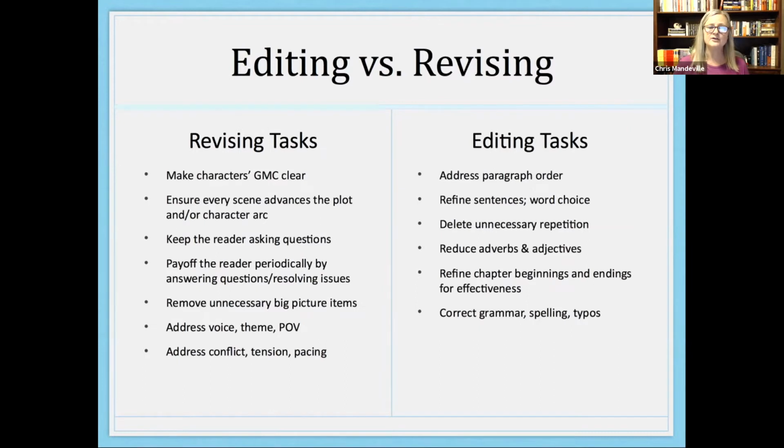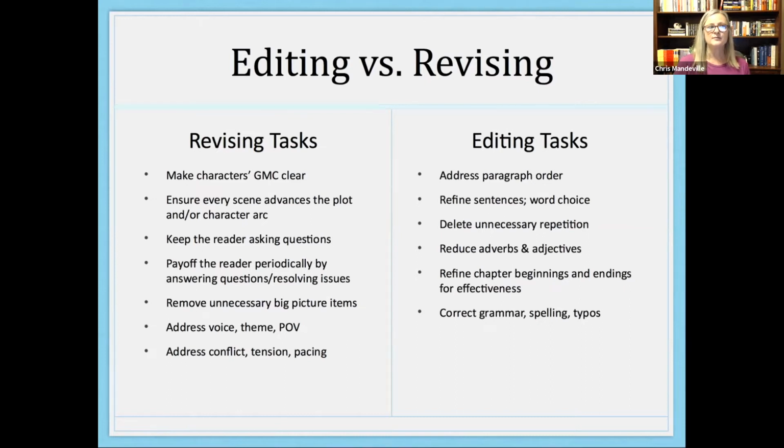Then during editing, you're going to address things like paragraph order, refining sentences, making the correct word choice. That's when you get out your thesaurus. You want to delete unnecessary repetition, reduce adverbs and adjectives as much as you can, and also exclamation points. We haven't really talked about those, but exclamation points are a crutch that writers sometimes use to give emphasis, and you don't have to use those. You have other ways you can provide emphasis.